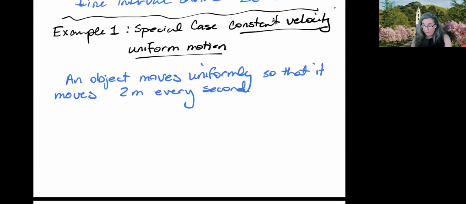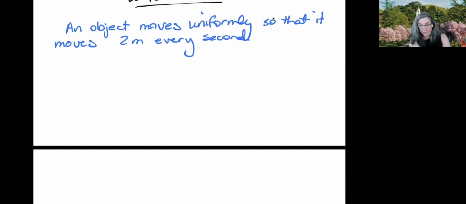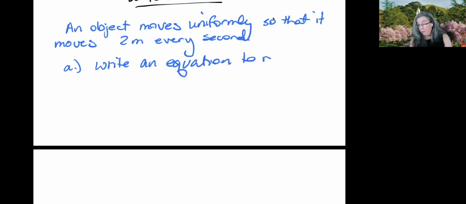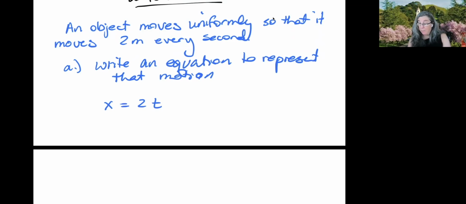We can represent that a couple of different ways. I guess I'll start with, let's write that as an equation. Write an equation to represent that motion. If x is in meters and t is in seconds, then we could just write x equals 2t. I need one more piece of information, which is that I should say, it starts at x equals 0.